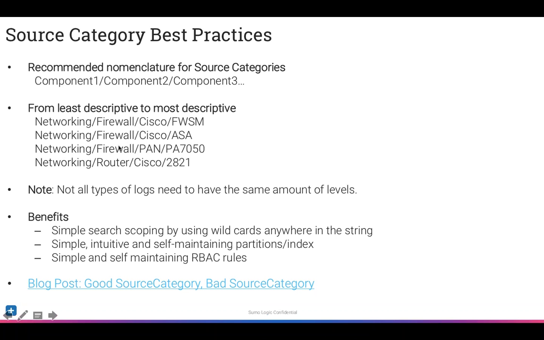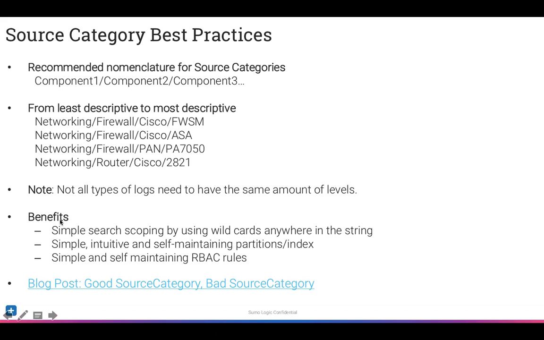What if I wanted all my Cisco data? Then I could say where source category equals networking / star / Cisco / star, and that would give me my Cisco firewalls, my Cisco routers, and anything that is Cisco branded that I want that is under networking as well. All right, couple things. One is not all types of logs need to have the same amount of levels. It's up to you. You could have different levels. Just keep in mind that the levels are going to make it a lot easier for you to follow up.